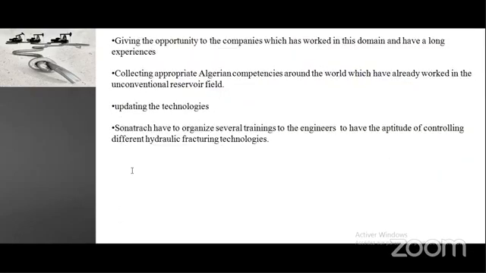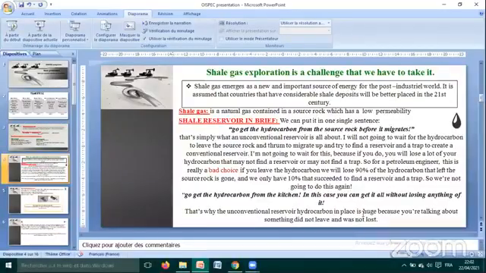That's why the unconventional reservoir hydrocarbon in place is huge, because you are talking about something that did not leave, did not migrate, and was not loose.